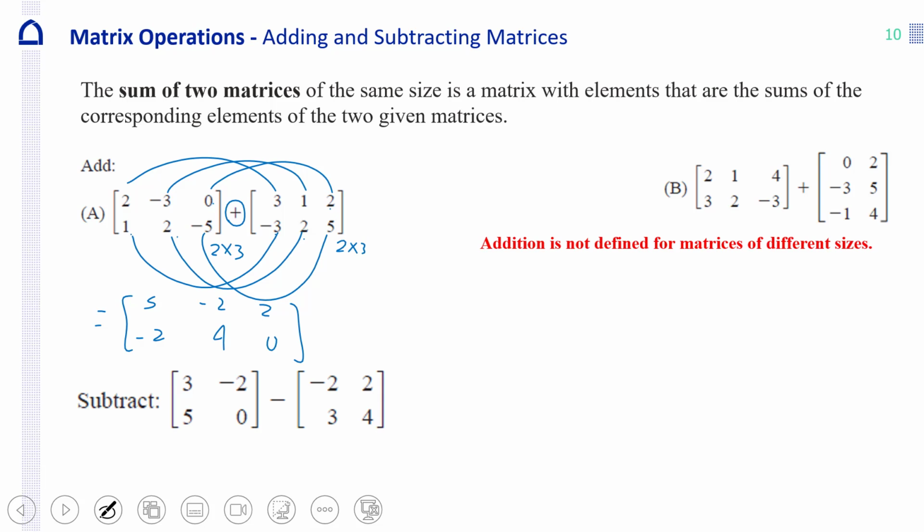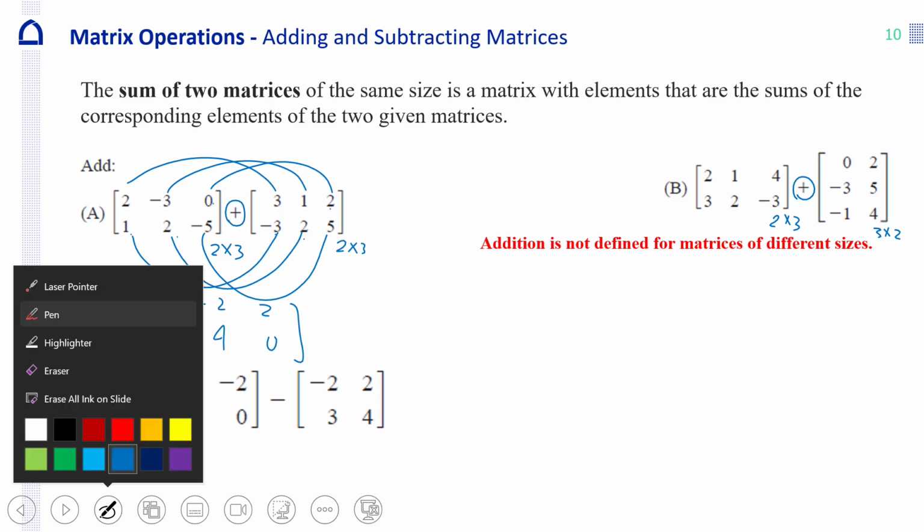Okay, but here we said addition is not defined for matrices of different sizes, because this one is 2 by 3 and this is 3 by 2. So we cannot add them. They should have the same size or the same dimension.